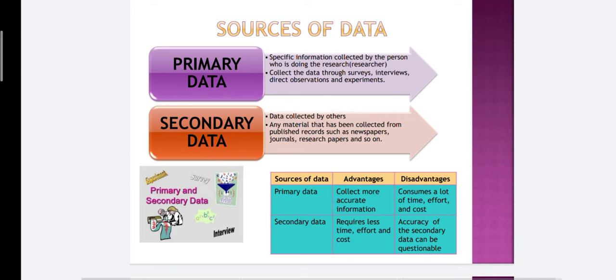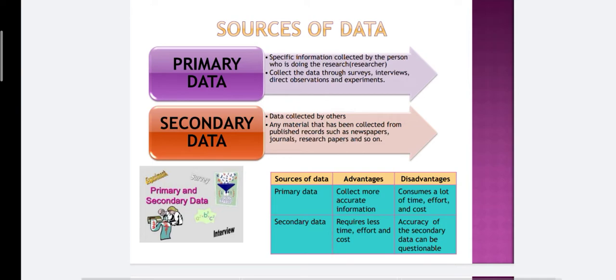Tapi disadvantage-nya adalah it consume a lot of time, effort dan juga costly. Okay, bila researcher tu sendiri yang turun padang nak collect the data, so of course it will give more effort, more time dan juga costly kalau researcher tu need to go to the maybe nak collect data dekat pedalaman ke, so it will be costly lah, tempat-tempat yang jauh kan, so it will be costly kalau nak dapatkan primary data.